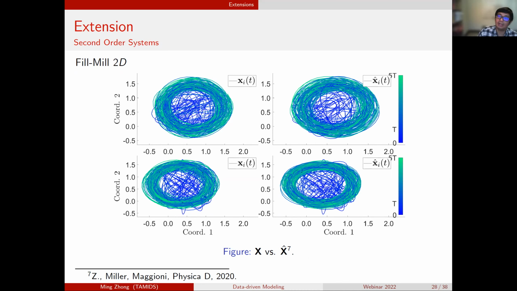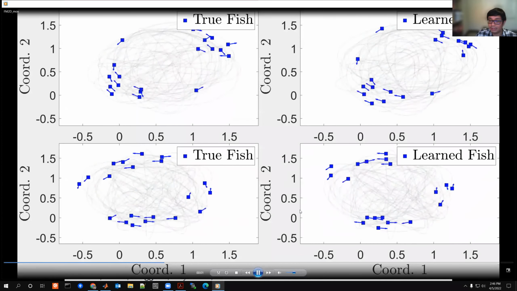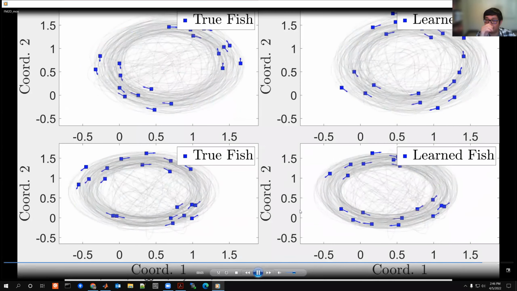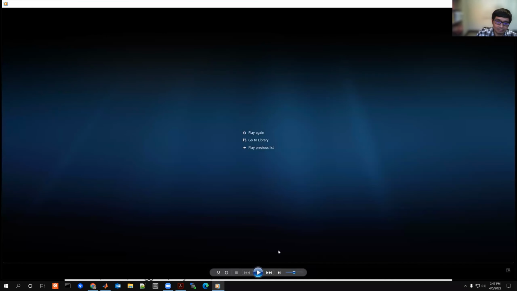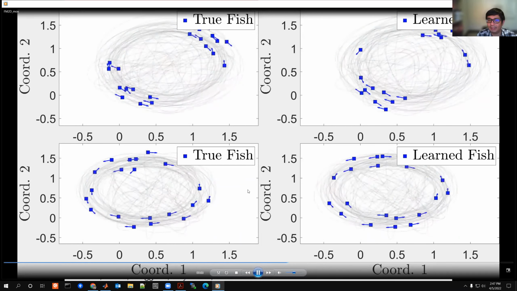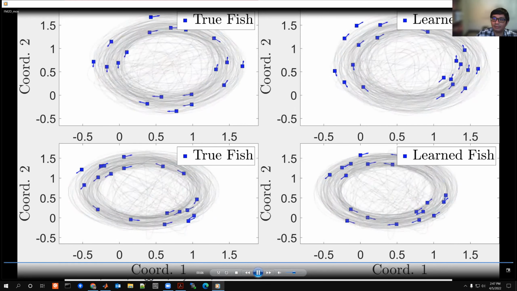Let me show you a movie on how well we preserve this long-term behavior. Initially they are chaotically and disorderly placed with random velocity, but we can see that we can preserve this double milling behavior at large time. Okay, so that's the first one.